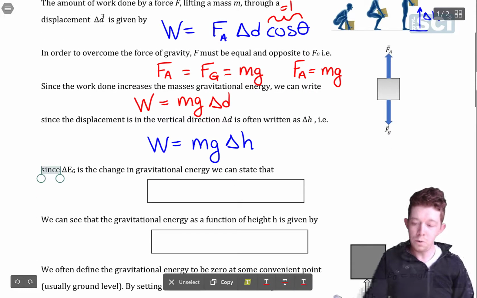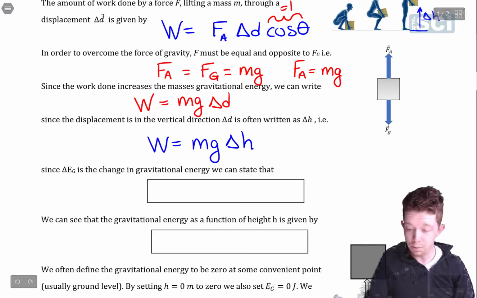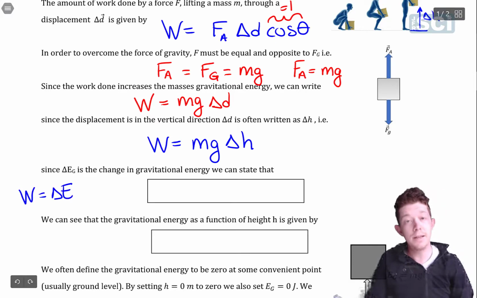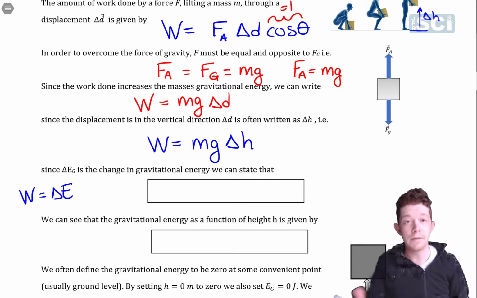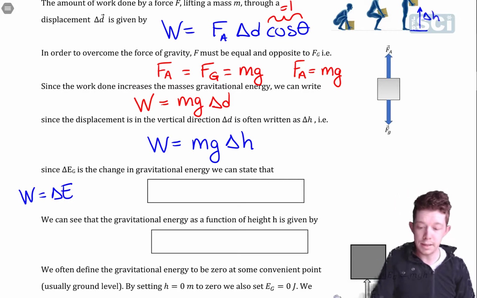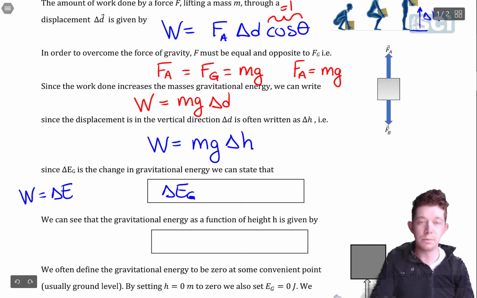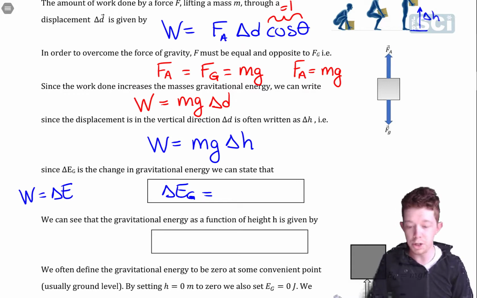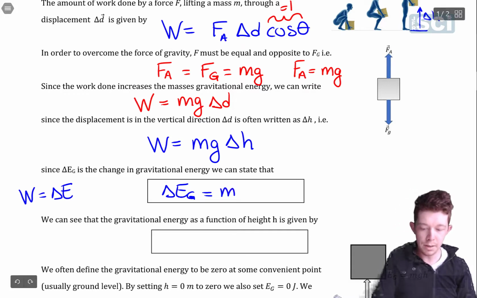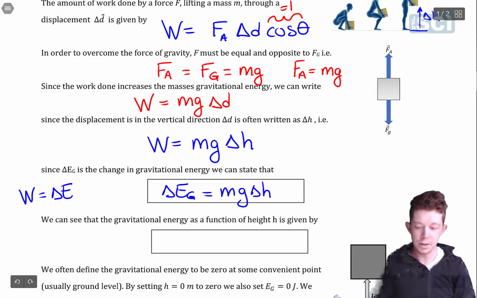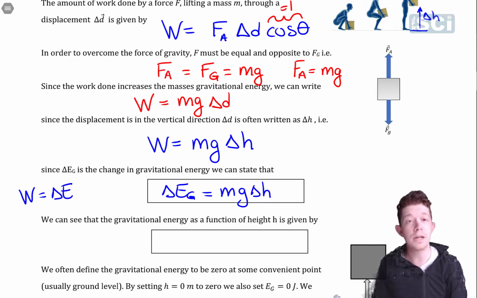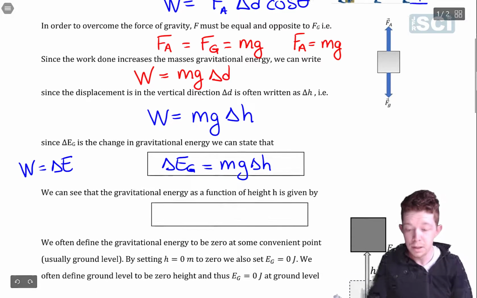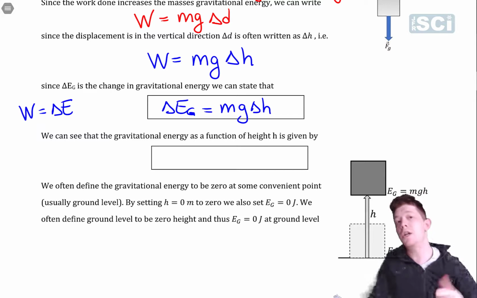So we know from the work energy theorem that the work done on the object is equal to its change in energy. And in this case, this change in energy is gravitational. So the work done on this object is equal to the change in gravitational potential energy. So instead of writing W, I'll write delta E subscript G is equal to mg delta h. And so there's our equation for change in gravitational potential energy. And that equation shows up on your formula sheet. So this is based off of a change in height.